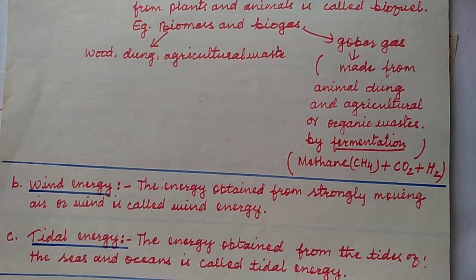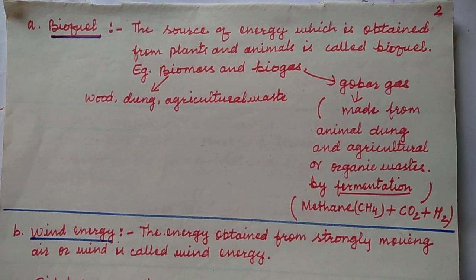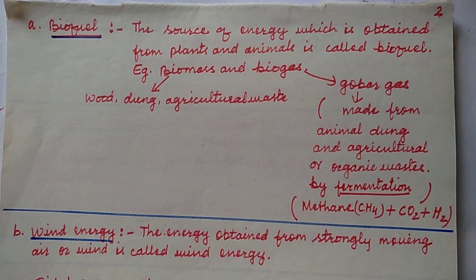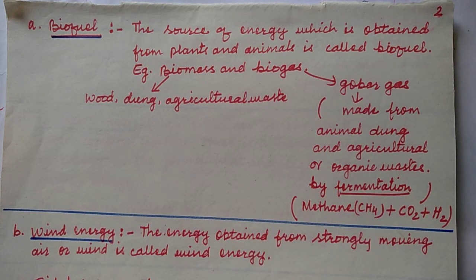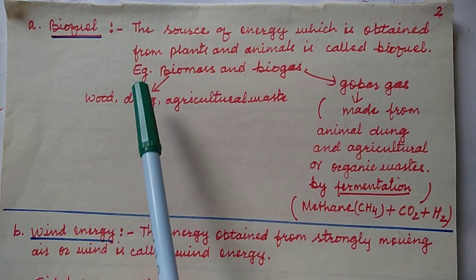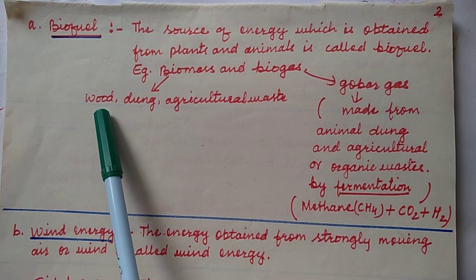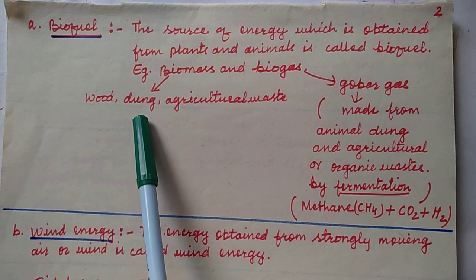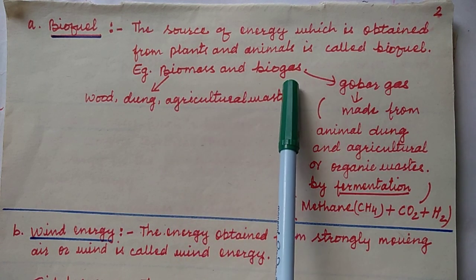Biofuel, definitions of alternative sources of energy and their examples as well. Biofuel: the source of energy which is obtained from plants and animals is called biofuel. The source of energy which is made from materials of organic origin is called biofuel. For example, biomass and biogas. Biomass are wood, firewood, animal dung, cow dung, buffalo dung, agricultural waste and weeds.